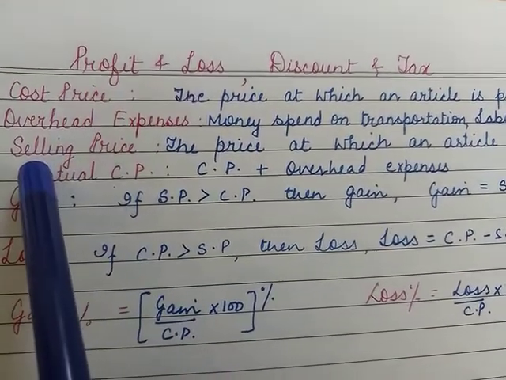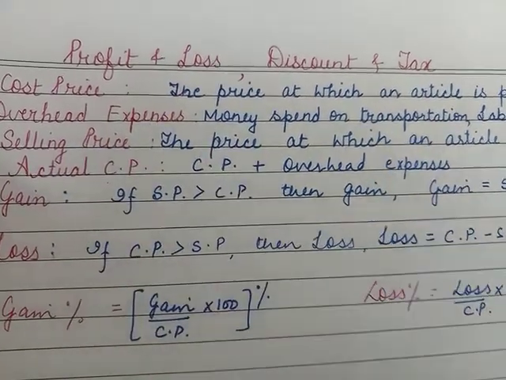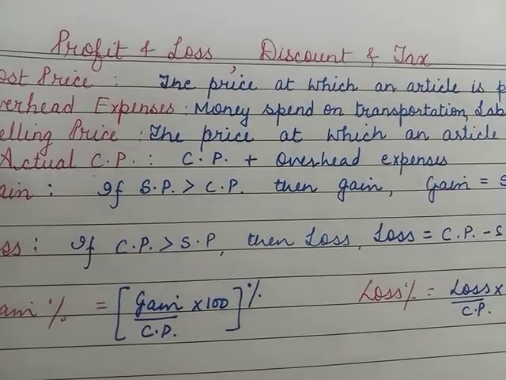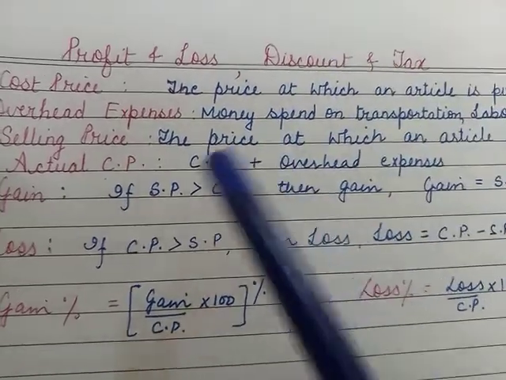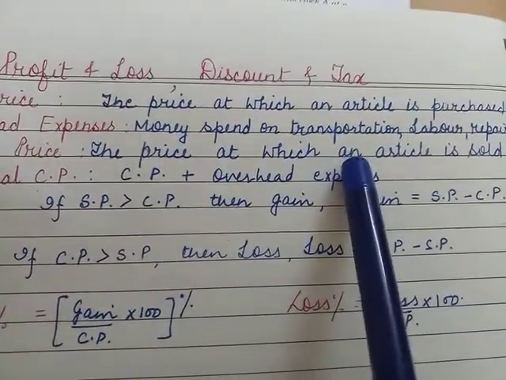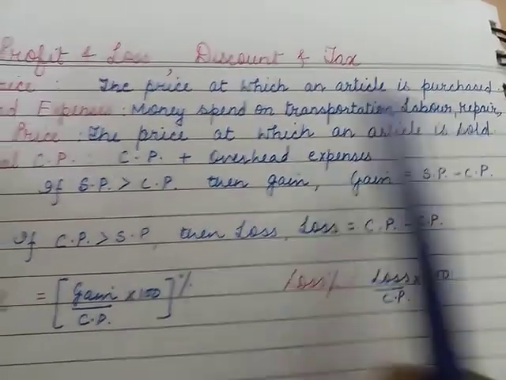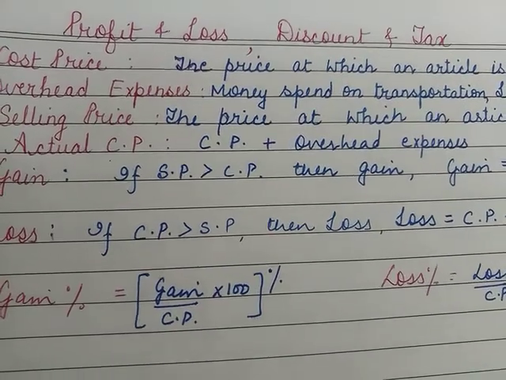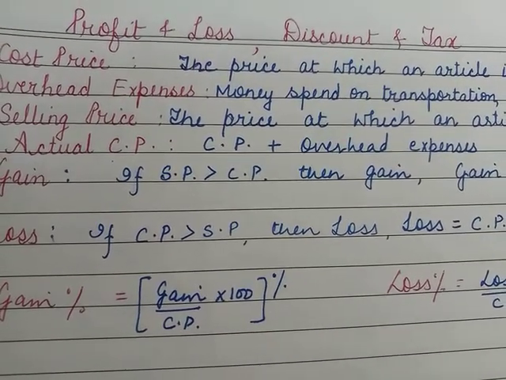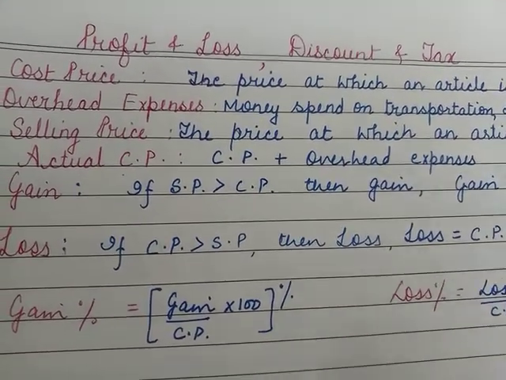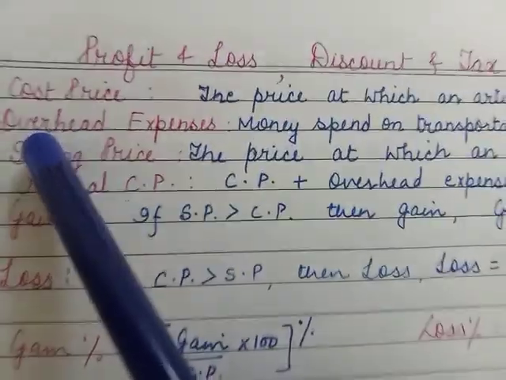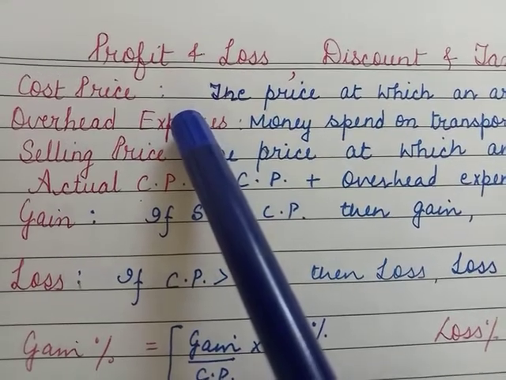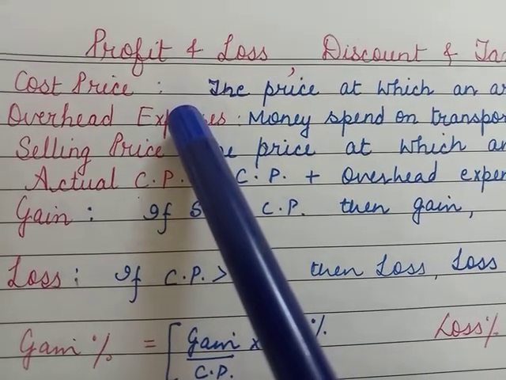Then I say selling price. Suppose you have already purchased that pencil box, now you want to sell it to your friend. So the price at which an article is sold is known as selling price. The price at which you are going to sell it to your friend, that price will be known as selling price.